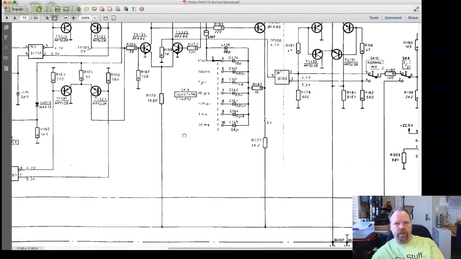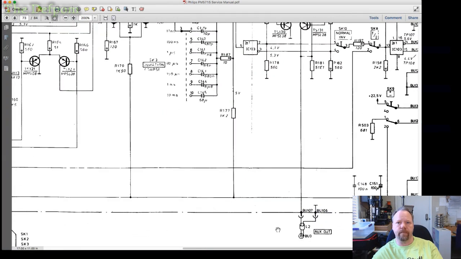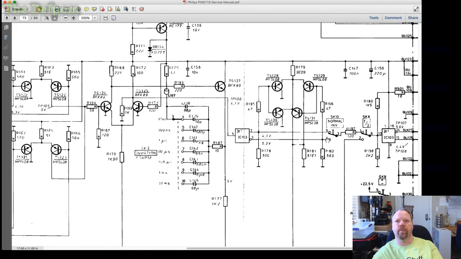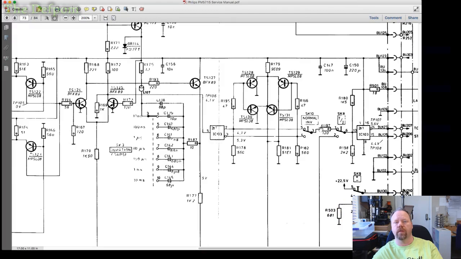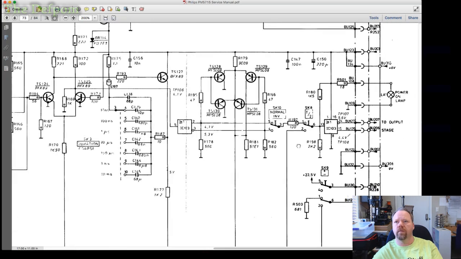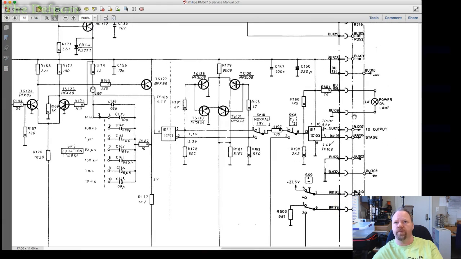So based on the architecture of this unit, aux out is here, which is basically towards the output of this circuitry. You've got normally inverted, which isn't doing anything. Well, it says nominal complementary, so I'm guessing that means inverted. So it does look like it's purely this output stage.